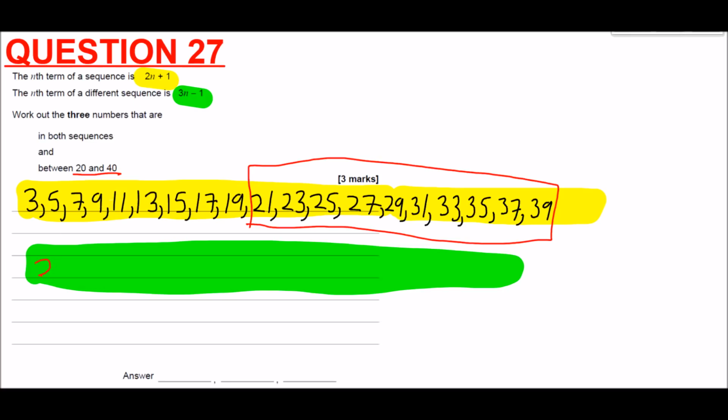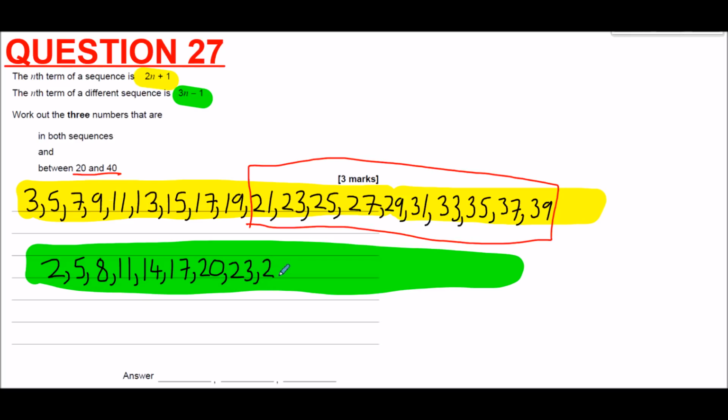And what we're going to be doing is going up in gaps of 3, because the number in front of n tells us what the sequence is going up in. So going up in gaps of 3, 2 plus 3 is 5, 5 plus 3 is 8, 8 plus 3 is 11. And we keep going up, adding 3 on each time.